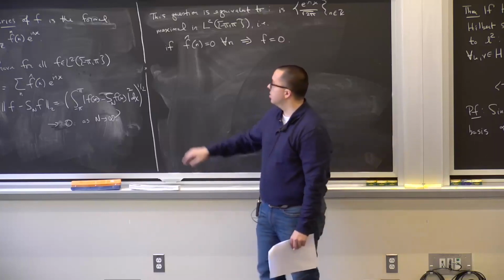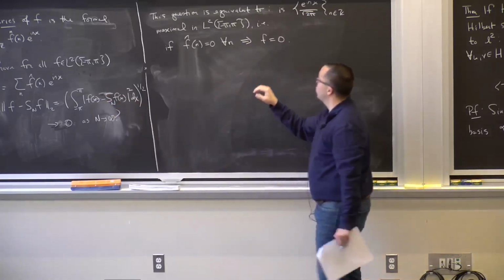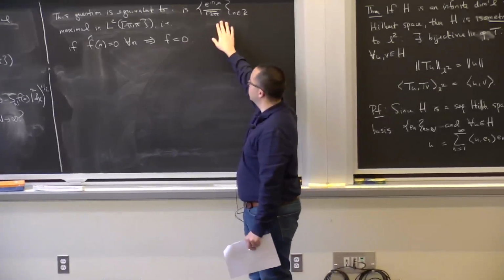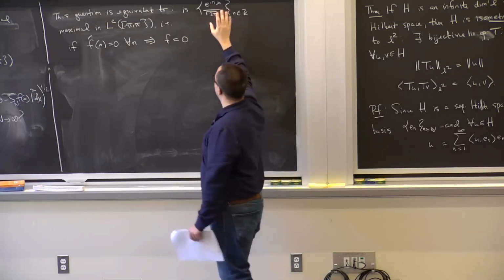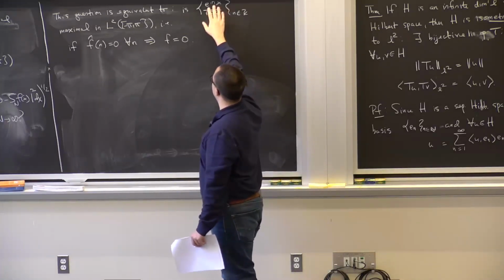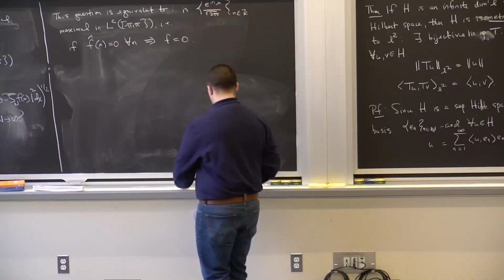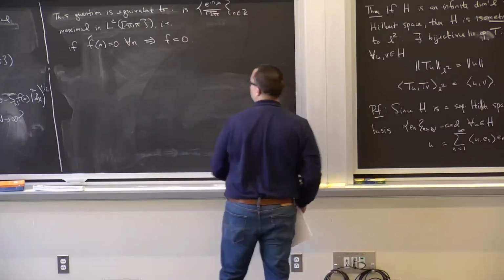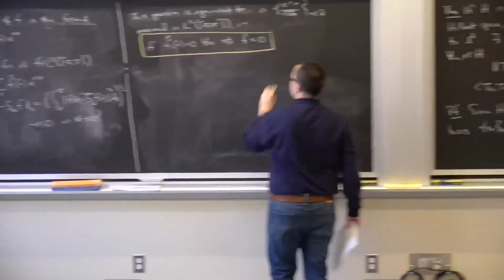So this question here is equivalent to asking whether or not this collection is maximal, which means if I have an element in L2 that is orthogonal to everything in here, then it has to be 0, which is this statement here. All right, so let me put a box around it.